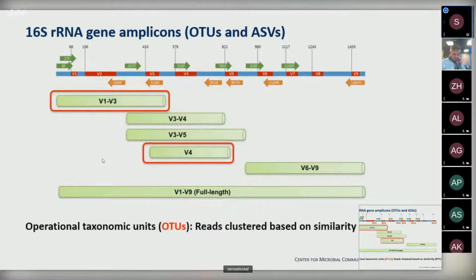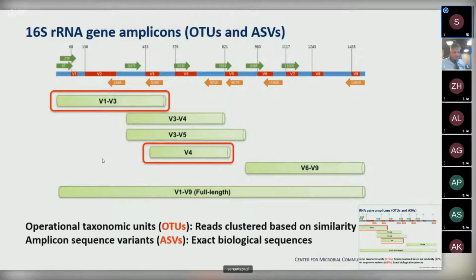The first one would be to create operational taxonomic units, where we cluster similar sequences, usually sequences which are more than 97% similar, into these OTUs. An alternative would be to try to infer statistically the exact biological sequences. That's called amplicon sequence variants. And that's actually what we are doing in the MIDAS Global project, because it has a higher resolution in terms of taxonomy.